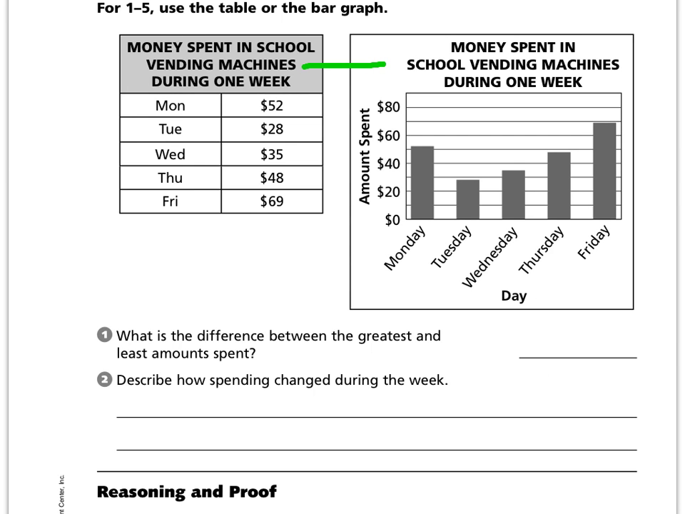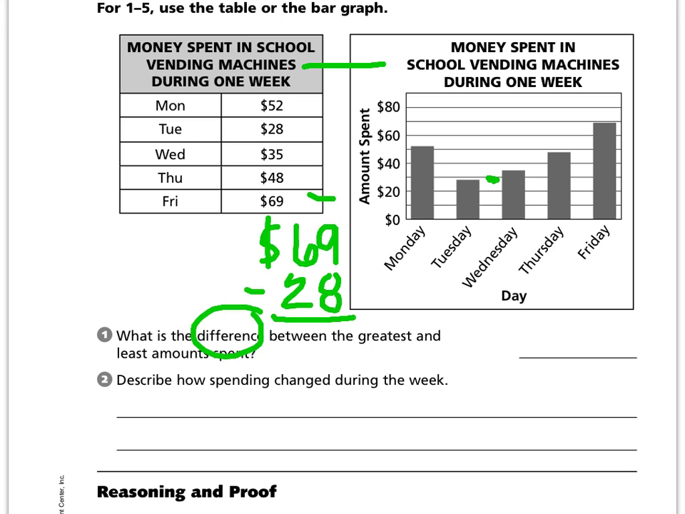Number 1, what is the difference between the greatest and the least amounts spent? So keyword being difference. I know the greatest is Friday, which if I look here, Friday is 69. And then I also know that the least is going to be on Tuesday. You can visually tell on the graph, and I know that that's 28. Go ahead and subtract. You should have come up with $41.